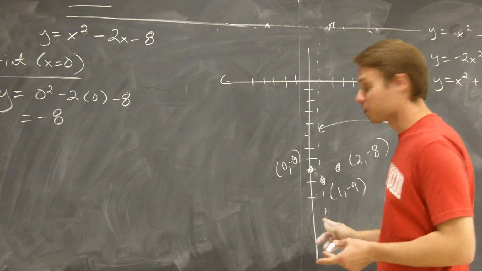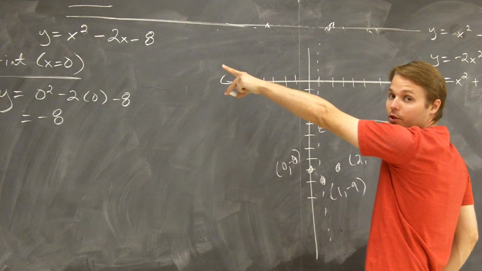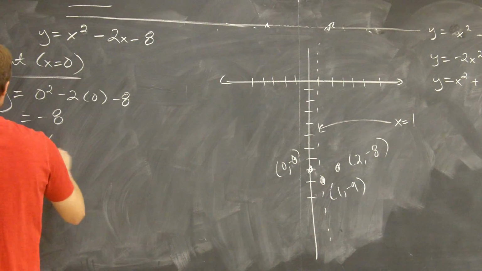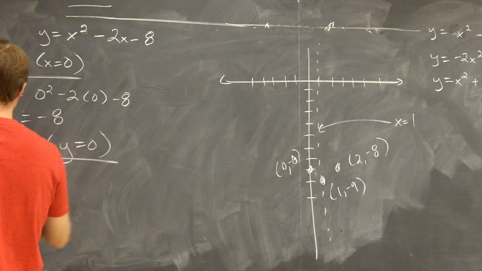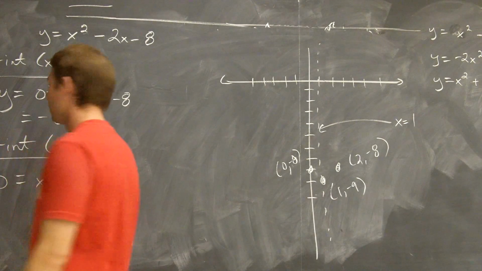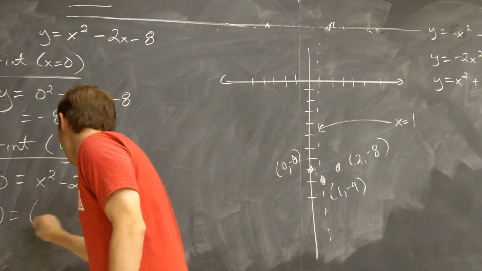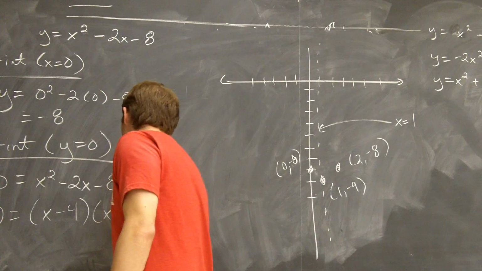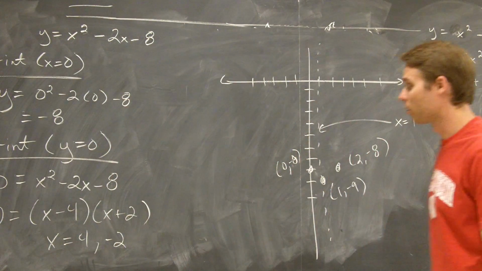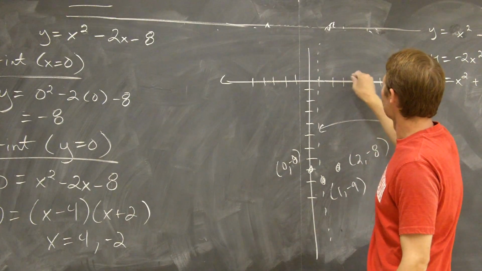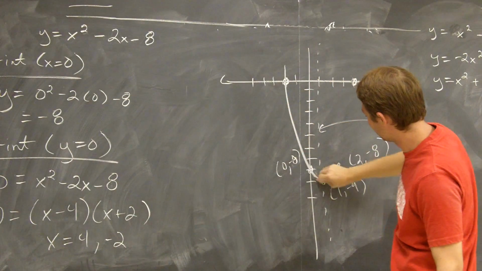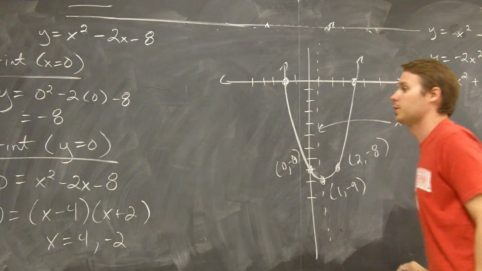Also, there are x-intercepts for this one because we know it opens upwards since the leading coefficient is positive, so it has to have 2 x-intercepts. This will happen when y is equal to 0, so that 0 is equal to x squared minus 2x minus 8. This one factors nicely into x minus 4 times x plus 2. So we end up getting that x equals 4 and x equals negative 2. So 1, 2, 3, 4. Here's one of our x-intercepts, and then 1, 2. Here's our other x-intercept. We can draw a pretty good sketch of this graph.